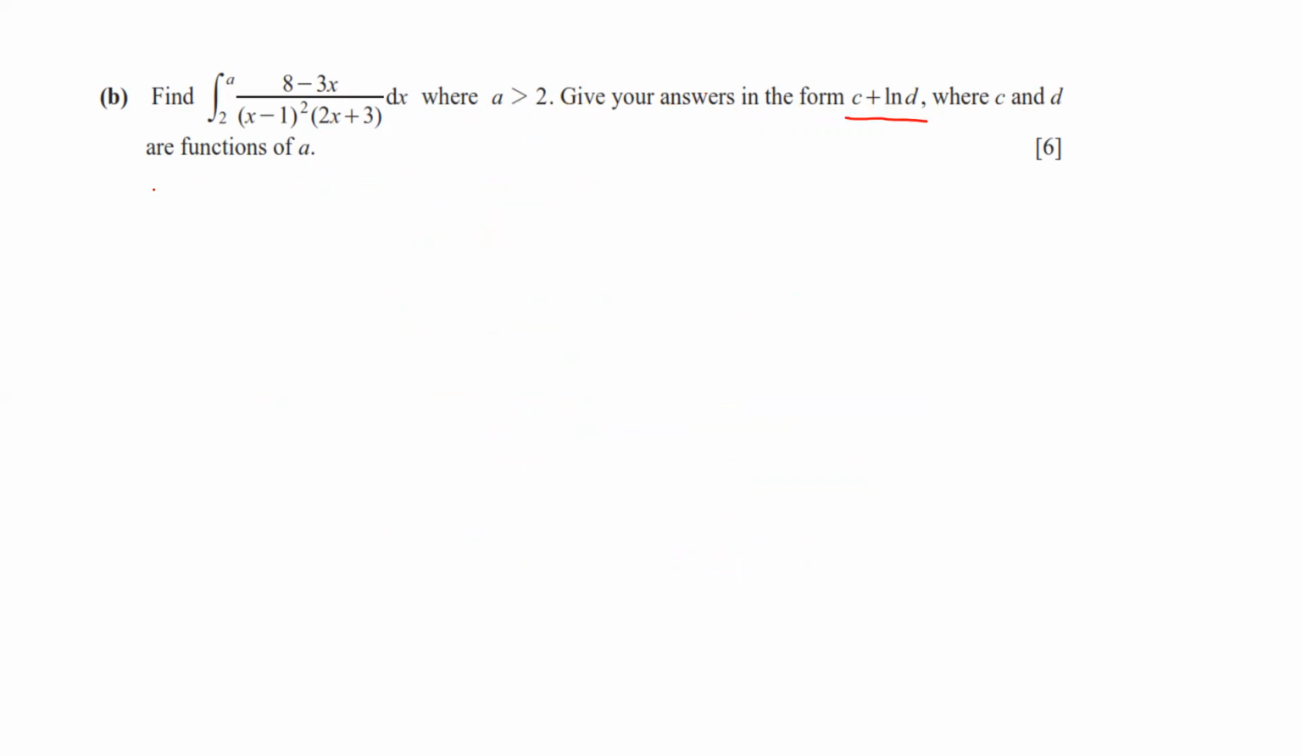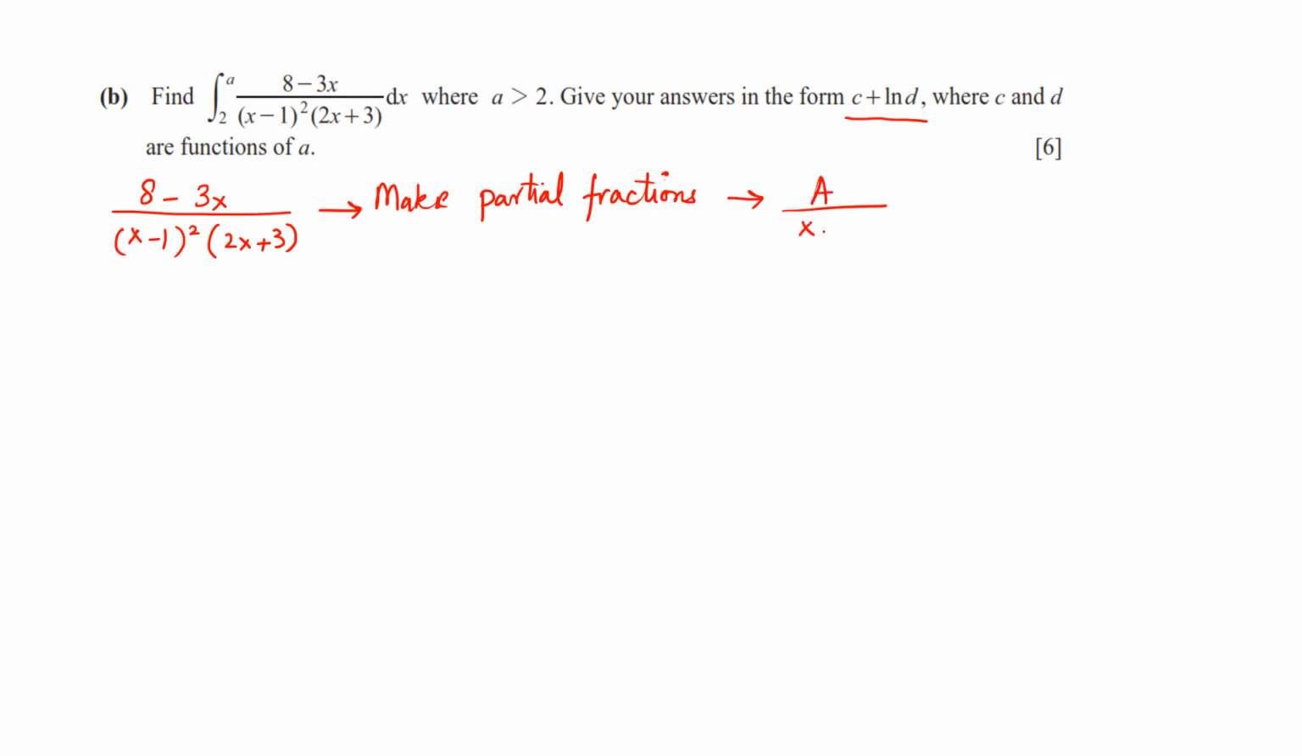Okay, so generally, when a form like this is given to us to find the integral, we make the partial fractions of this. Remember what we used to do, they will become A over x minus 1 plus B over (x minus 1) whole square plus C over 2x plus 3. So see, this will be a very lengthy process.